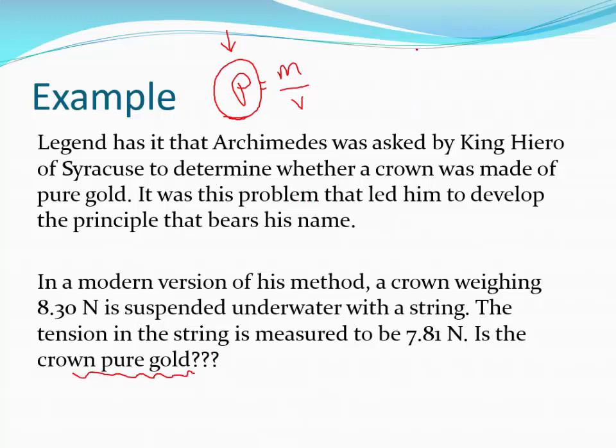The density of gold is 19,300. I'm pretty sure that's kilograms per cubic meter. This is the density of pure gold. So all we have to do is determine what the density of this object is based on its mass and its volume. And then we can determine whether or not that density matches up to the density of gold. So let's take a look at our problem.